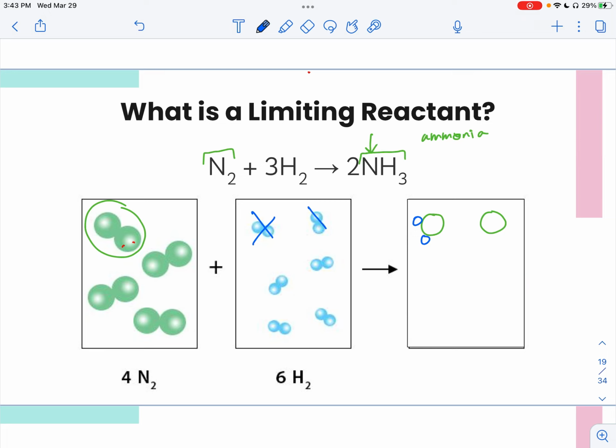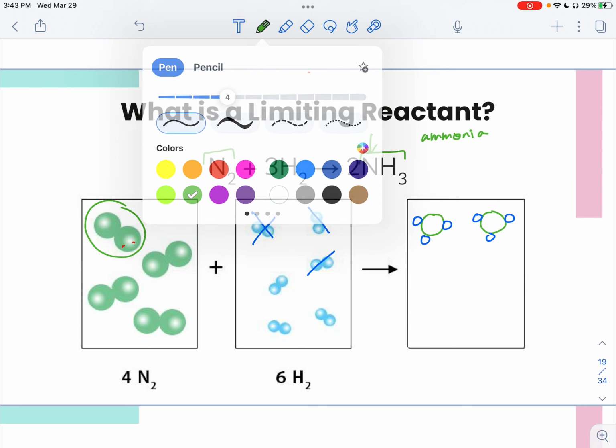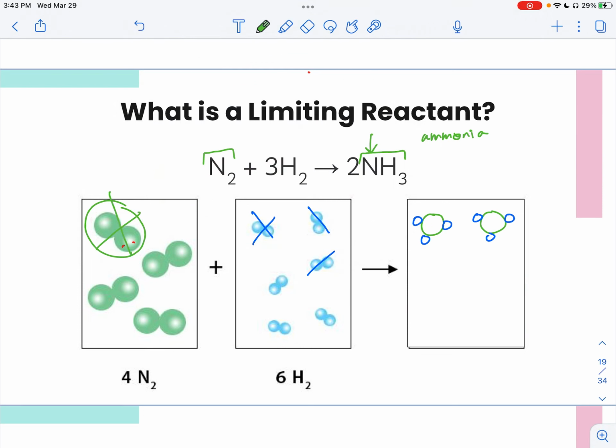We're going to put them there. These hydrogens, I'll put one there and one there. And then these hydrogens, one there and one there. Okay, so I've used, let's go ahead and mark that out, one of my nitrogen molecules and then 3 of my hydrogen molecules in order to make 2 ammonia. But I still have ingredients left, so let's see what else I can make.